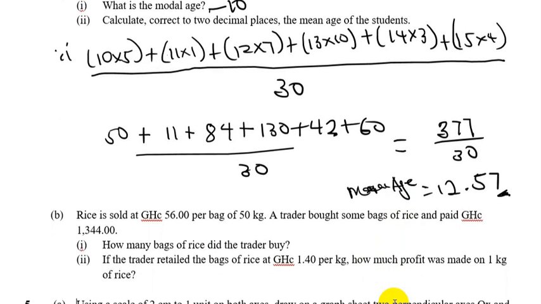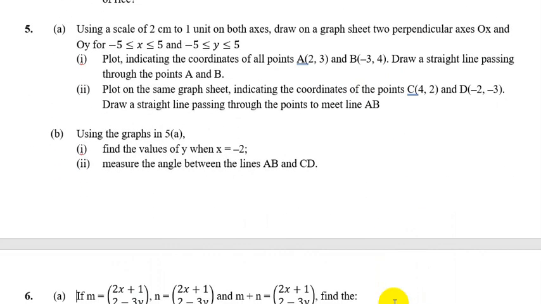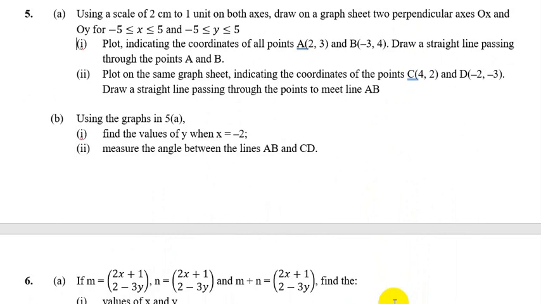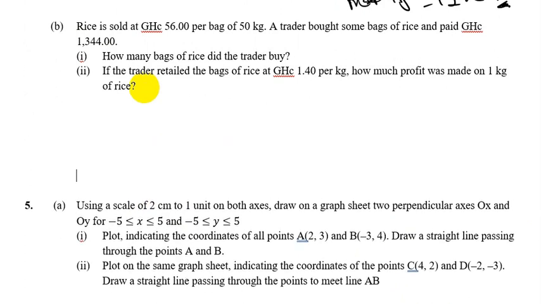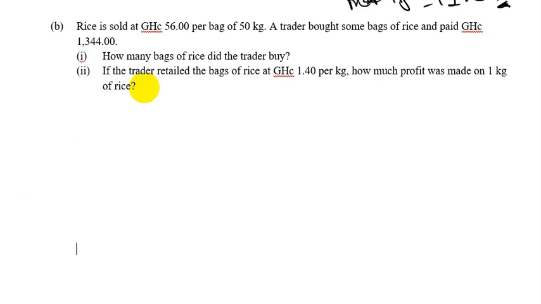So let's go to the next question. For the B part of question 4, it says that rice is sold at 56 Ghana cedi per bag of 50 kg. Okay, and they said a trader bought some bags of rice and paid 1344. How many bags did the trader buy? And also, if the trader retailed the bag for 1.4 per kg, how much profit was made on 1 kg of rice? Now, this is also another simple question that we don't have to waste time on.